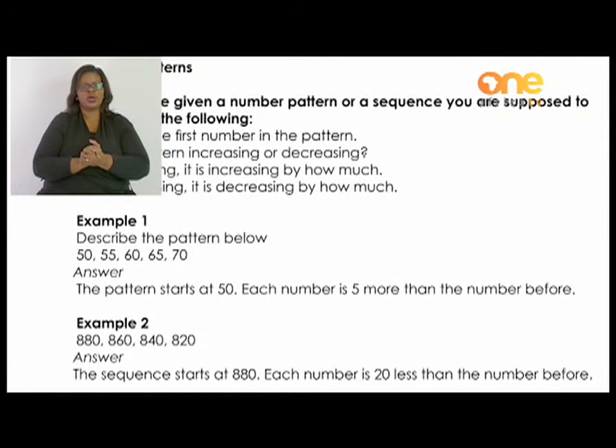The first term is 880, 860, 840, and 820. From that pattern, we will identify our first term as 880. So it means the sequence is starting at 880. But if you go back to our pattern, you are going to see that 880 is followed by 860, meaning to say we are going down. We're having 80, now we're having 60. Then from 60, we're having 40. Minus 60, we are going to get 20. So it means our sequence is going down by 20, meaning to say each number is 20 less than the number before.